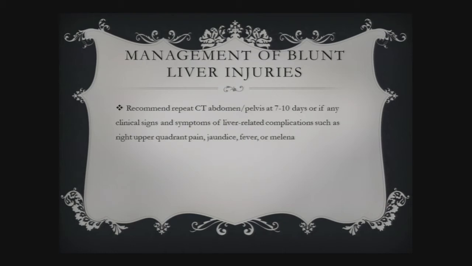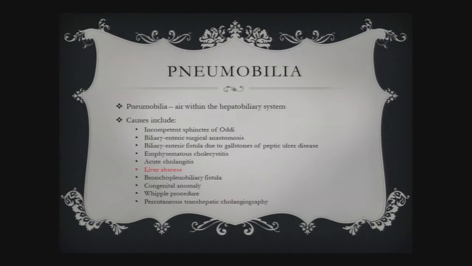complications: right upper quadrant pain, jaundice, fever, melena. Our patient had right upper quadrant pain. He had his T-bili increasing. He was having intermittent fevers as well as elevated white counts, and he also developed bleeding as well. He, as you saw, had pretty impressive pneumobilia, the air within the hepatobiliary system. There are many causes for this. The cause for ours was liver abscess.